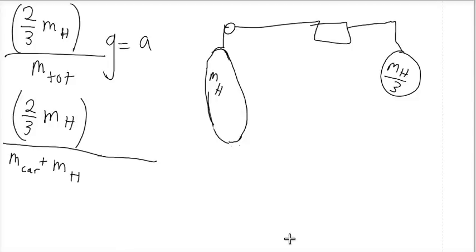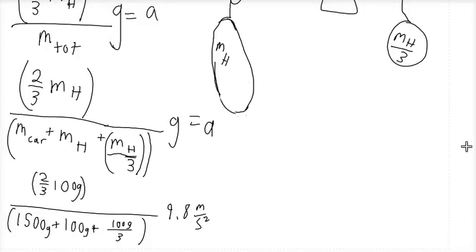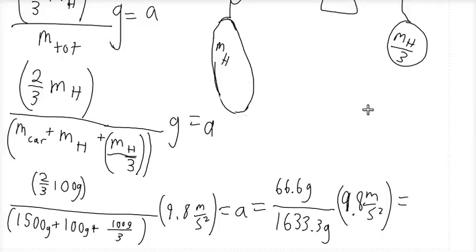Before we had M car plus M hanging, but here we have a mass hanging on both sides, and that must be accounted for when we write the total mass. So we're given the mass is 100 grams for MH, and so this left hanging mass is 100 grams. The one on the right would be 100 over 3, which is about 33, and the cart mass has not changed. So this is A, which is 0.400 meters per second squared.